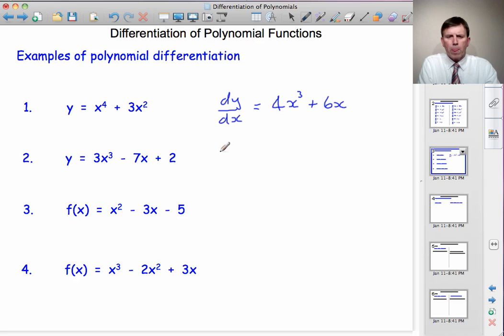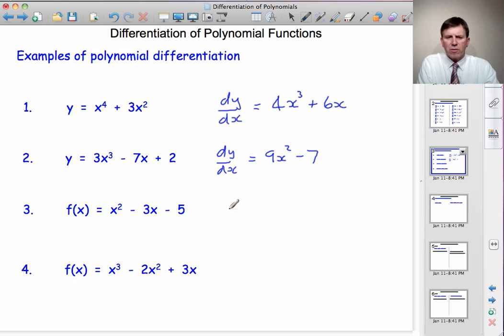Next example, dy by dx, the derivative of y with respect to x, is equal to, if I differentiate 3x cubed, we get 9x squared. Differentiate minus 7x, we get minus 7. Differentiate the constant plus 2, and we get 0. It doesn't contribute. So the differential here, dy by dx, is 9x squared minus 7.